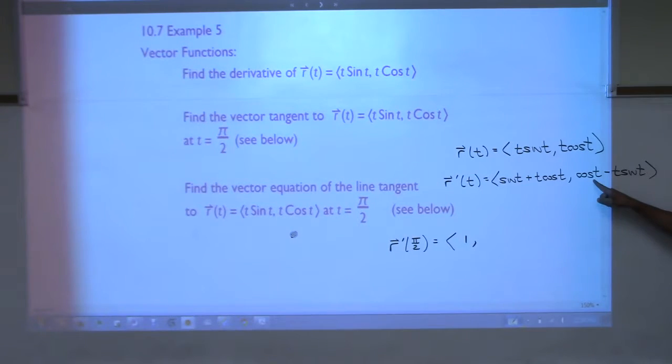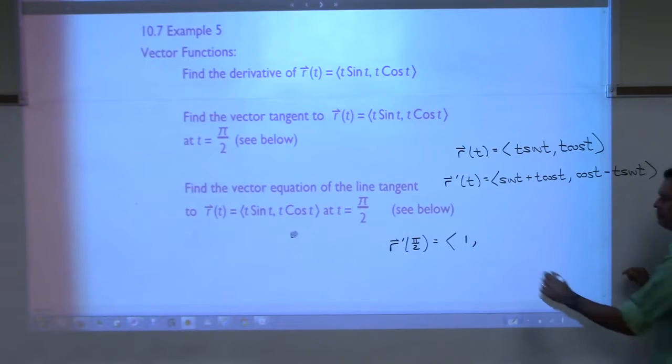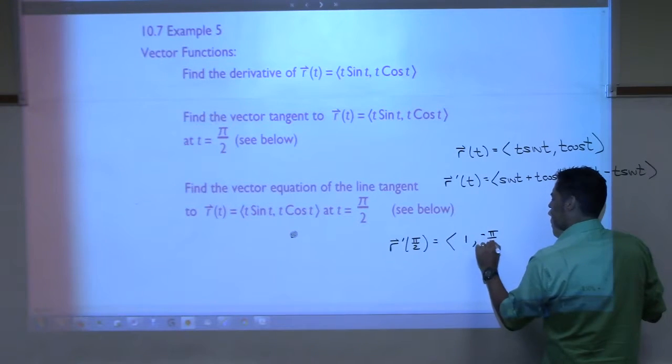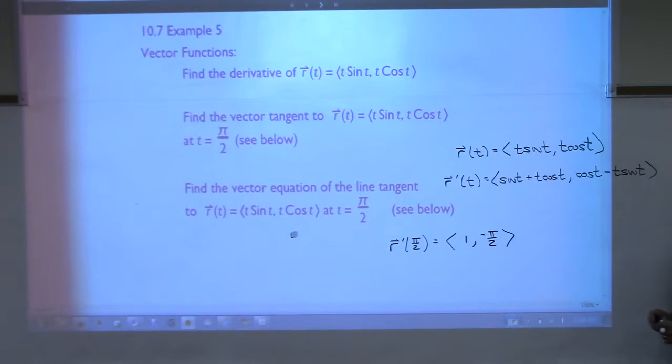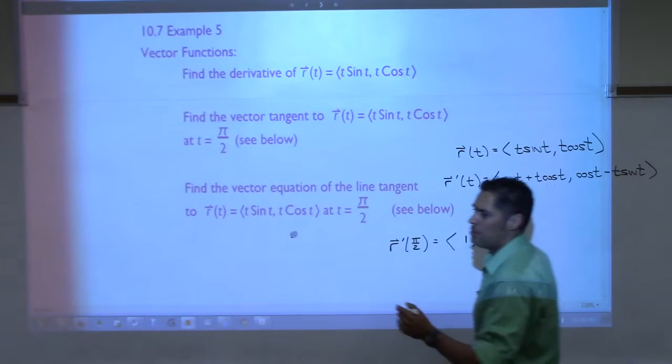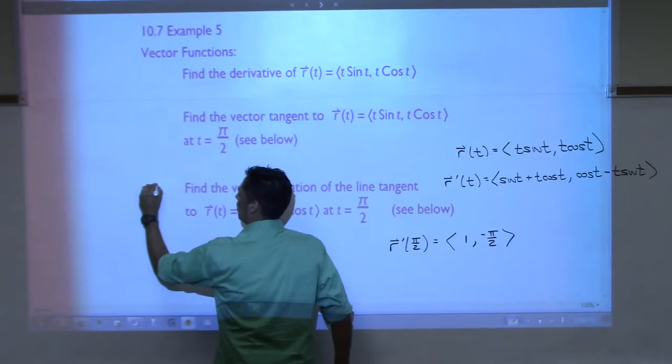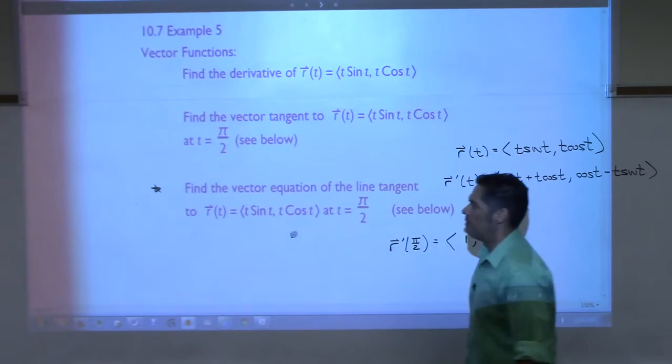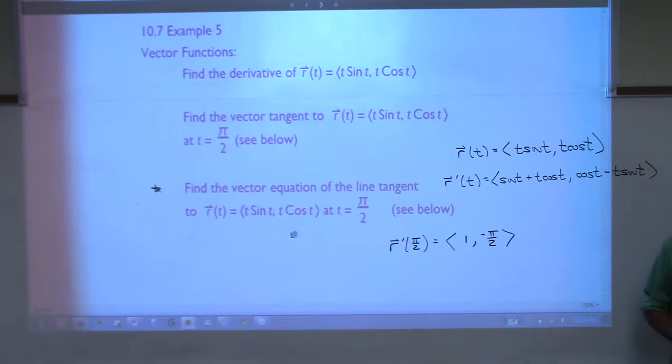Cosine of pi over 2 is 0. Then this is minus pi over 2. And then sine of pi over 2 is 1. So minus pi over 2. Okay. We've answered the first two parts to this. This is the one, though, that you need to be able to do right here, which is find the vector equation of the line that is tangent to that curve at this point.